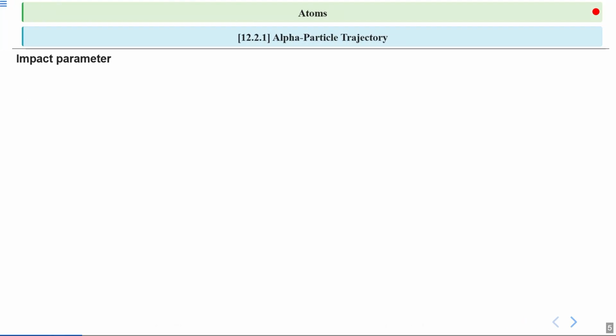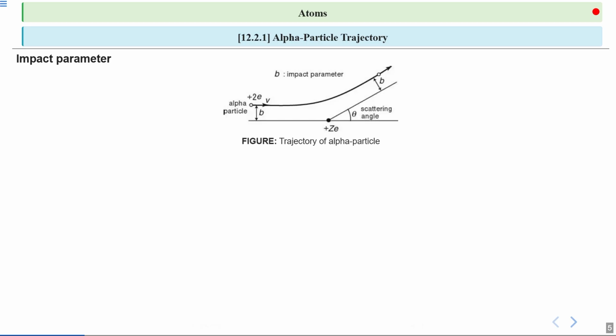So let's start by looking at the concept of the impact parameter. The idea is important for understanding how particles like alpha particles interact with atomic nuclei. We will break down what the impact parameter means and why it's useful in analyzing particle trajectories.